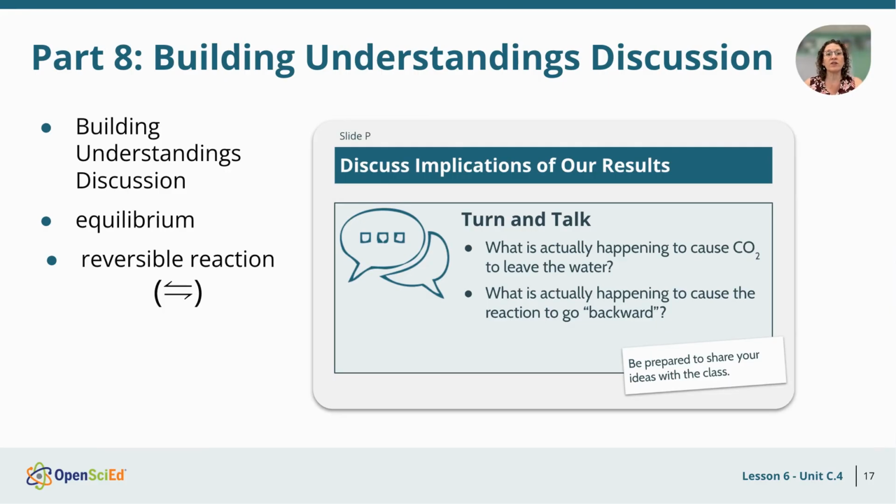You'll also need to have your class consensus model handy so you can track the movement of carbon with two-way arrows denoting that it's a reversible reaction as the carbon dioxide goes into and out of the water. These concepts are so important that you'll want to make sure you take the time at the end of this part with your students to add equilibrium and reversible reactions to their personal glossaries.